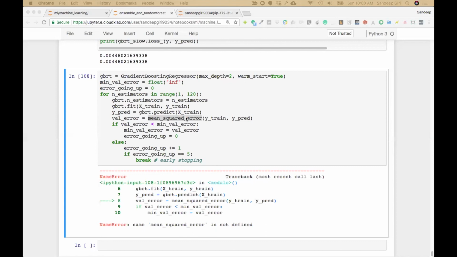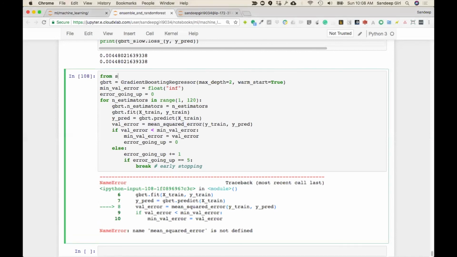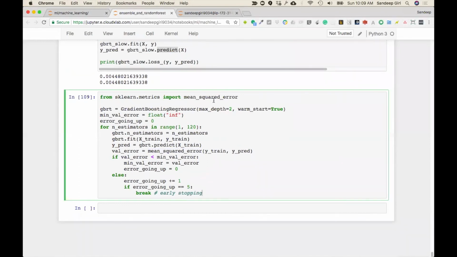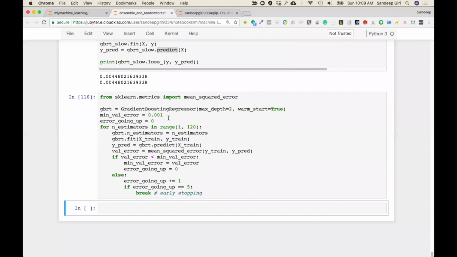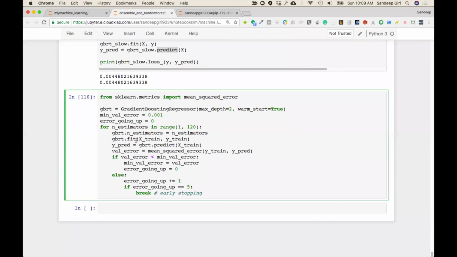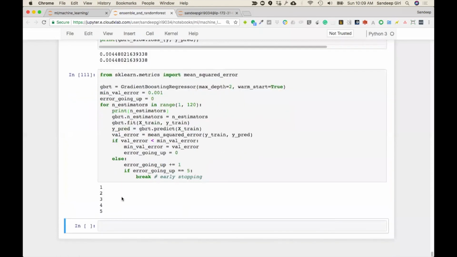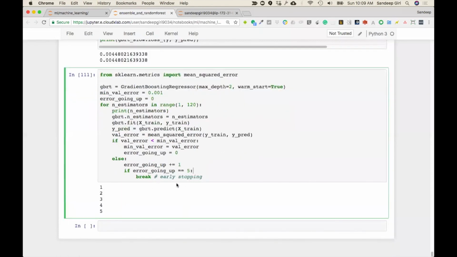Let me import scikit-learn's mean squared error. So all I need is to say from sklearn dot metrics import this. So it did not break up early. It actually finished all of this. So we could say here, instead of minimum validation error, we could say things like that. Still, it did not work. And we could print here. So this is where it is actually stopping early. It is just not showing.